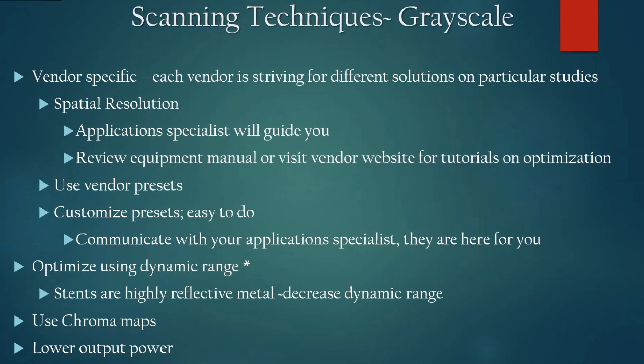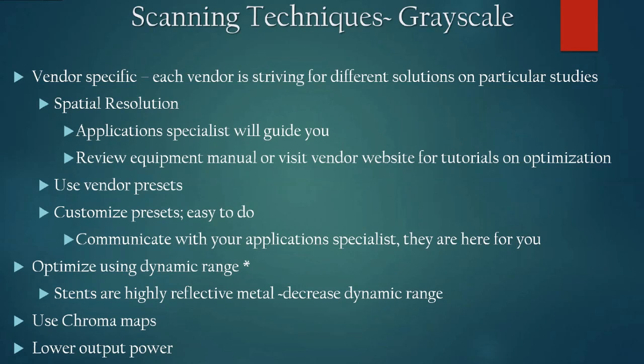Always start out with using the vendor's preset, then you can adjust it and customize it. Make this preset specific for your study. In our lab, we have presets specifically for every single study that we do. That way, when we pick this preset, our color comes up, the PRF is set exactly, the box is angled correctly, it's grayscale optimization, it's wonderful. So communicate with your application specialist, they're here for you. One suggestion that I can say that's universal on all machines is the dynamic range.